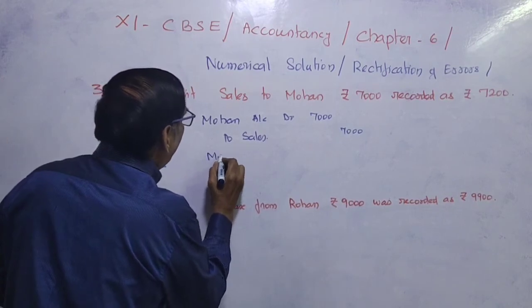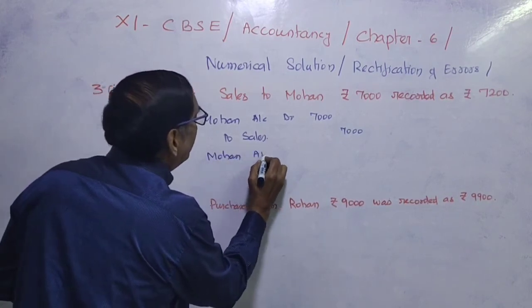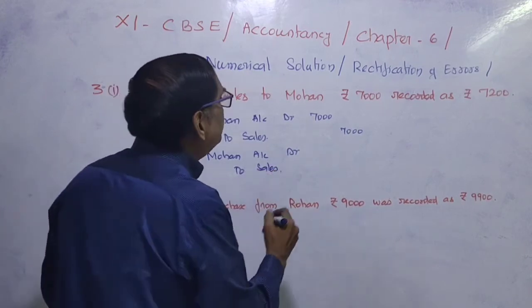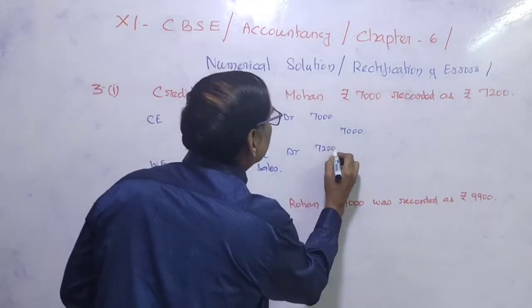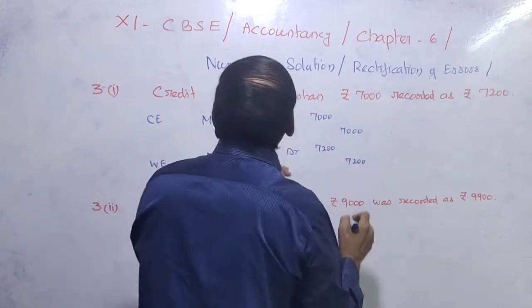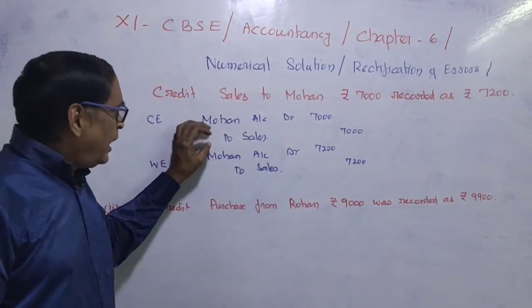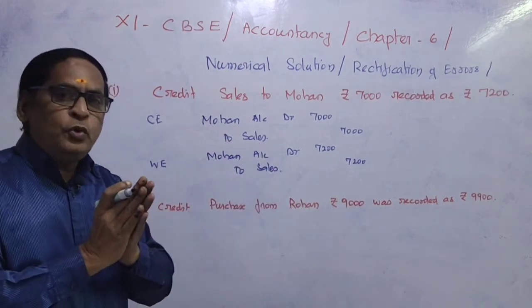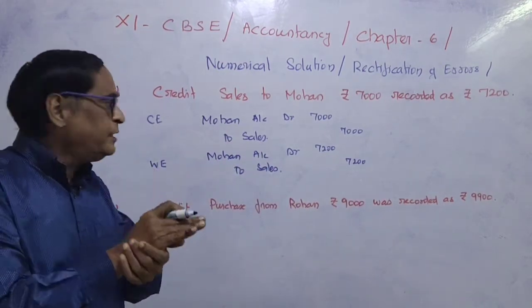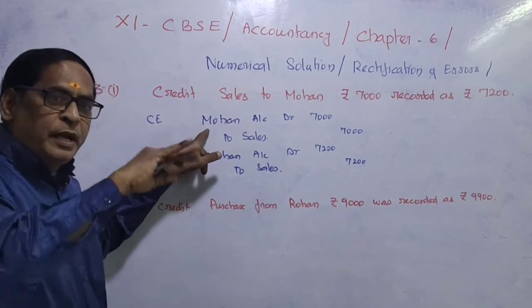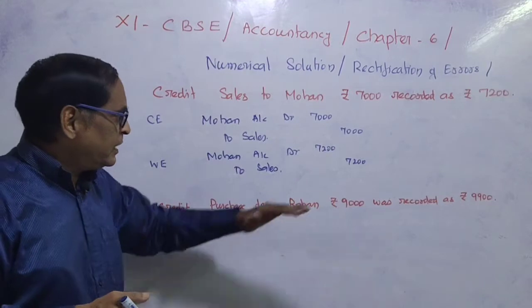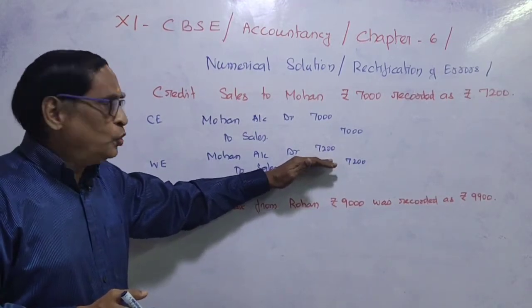So the Mohan account debit to sales, how much did they enter? 7200 rupees. So there is an excess debit to Mohan and excess credit to sales of 200 rupees. So we have to cancel it. If we want to cancel it, the Mohan account should be credited for 200 rupees, then it will become 7000 rupees, because already we have shown 7200.